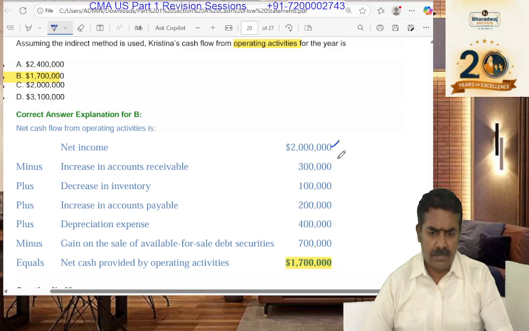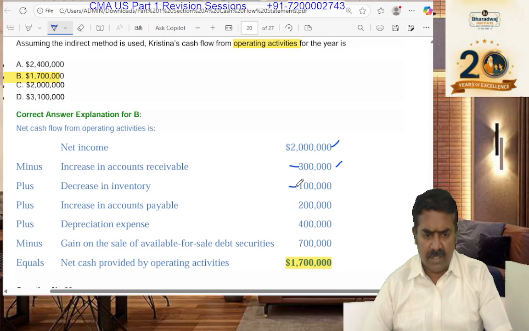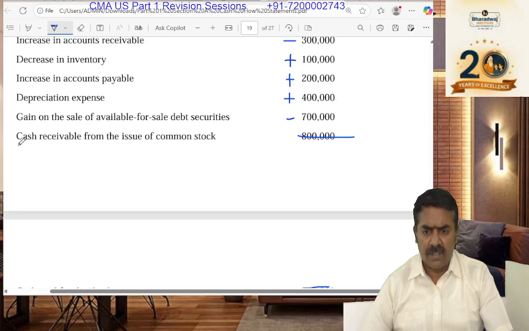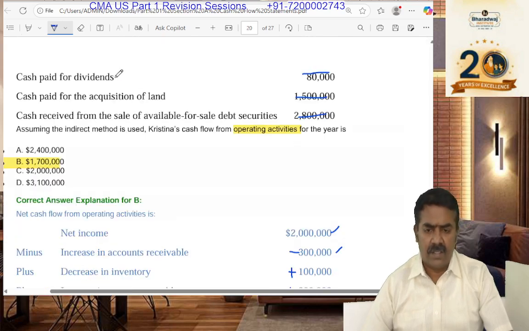Net income, increase in accounts receivable, money goes out, so minus. Decrease in inventory, we get money. Increase in current liability goes up, you add. Depreciation expense, non-cash, we add. Eliminate gain on sale of equipment, we get it. What is irrelevant for solving? Issue of common stock is which one? Financing activity. Dividend paid is financing activity. Purchase of land is investment activity. This is also investment activity.